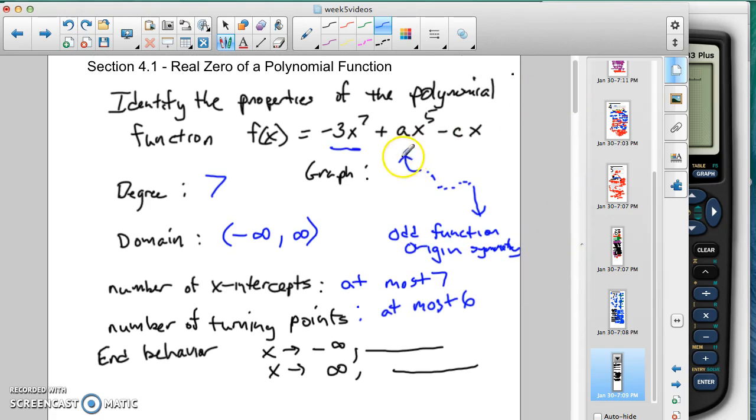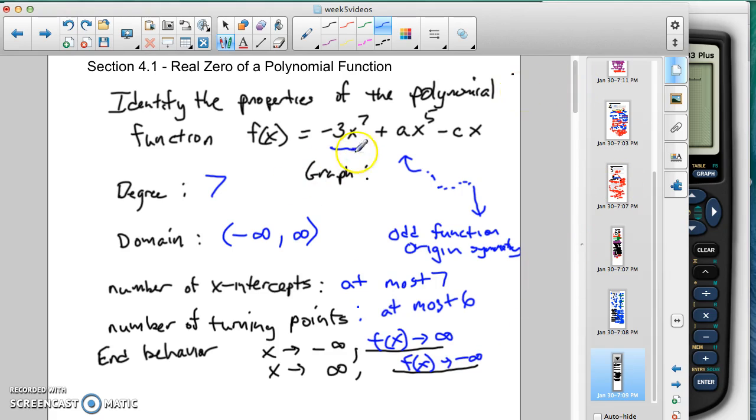Now the end behavior based on this graph: as we go to negative infinity, that means we're traveling left on the graph, we're going to go up. So f of x goes to positive infinity. And as we travel to the right, we're going to go to negative infinity. We're going to go down. So that's our end behavior of this graph. So that's a little review.